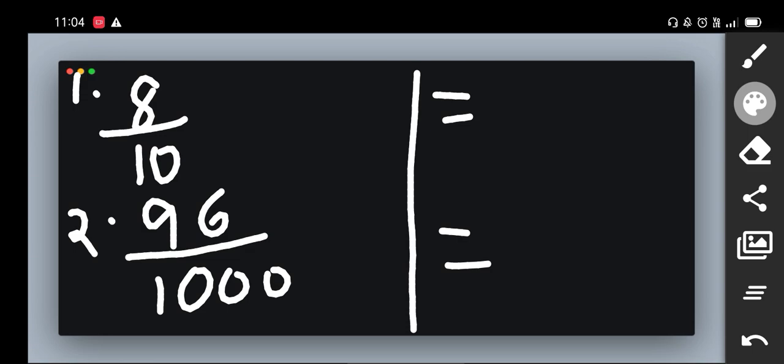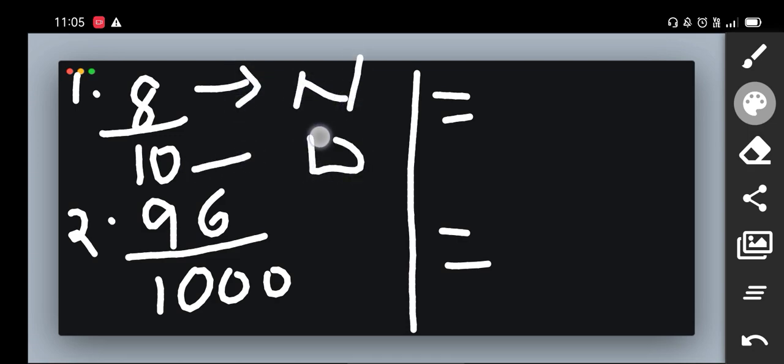As in the introduction video, how many zeros are there? 10 has one zero. And how many digits are there in the numerator? This is the numerator and this is the denominator. So one. Now we write the decimal: the 8 takes the one zero of 10. No zeros are remaining, so you put the point. Is any number given for the whole part? No. So 0. So 0.8.